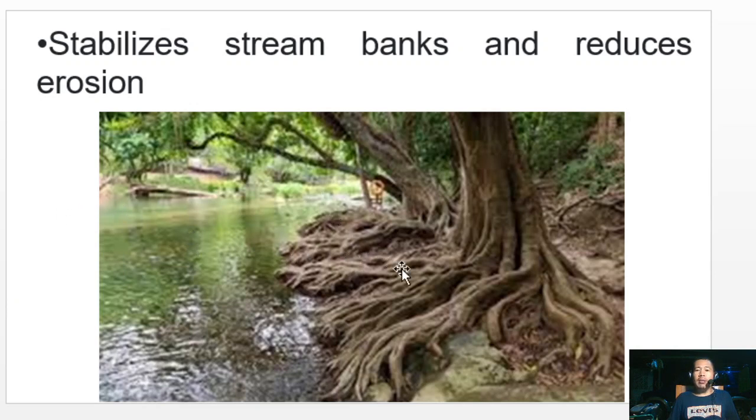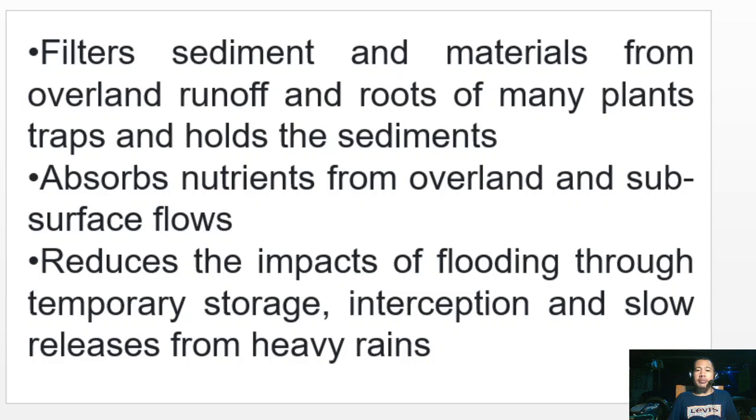So imagine if you have trees as big as this tree in a stream bank, and given this robust, intensive, extensive root system, soil erosion is unlikely to happen. Also, riparian buffer filters sediment and materials from overland runoff, and roots of many plants trap and hold the sediments. It absorbs nutrients from overland and subsurface flows. It reduces the impacts of flooding through temporary storage, interception, and slow releases from heavy rains.